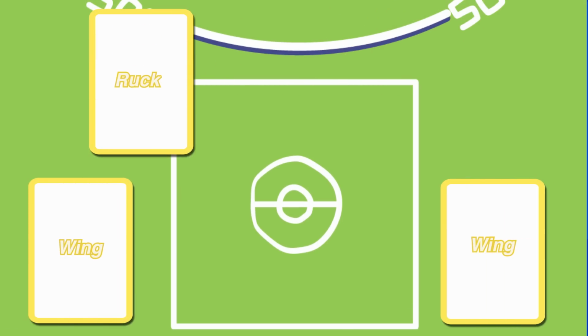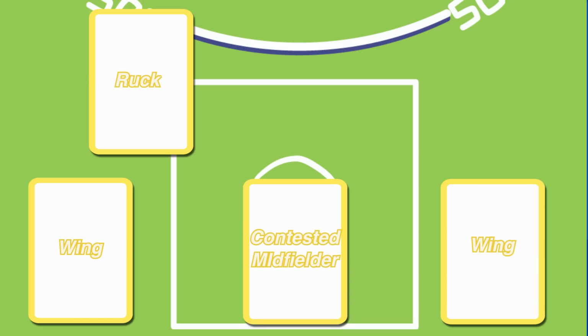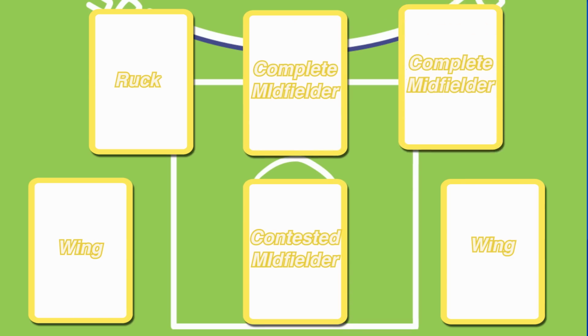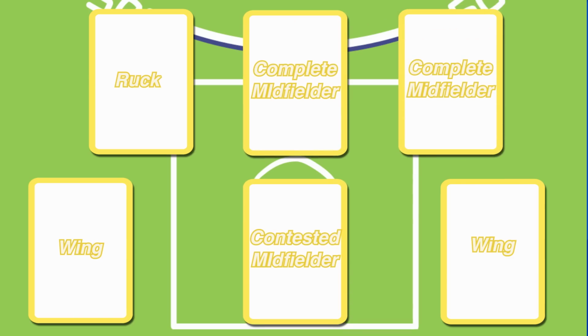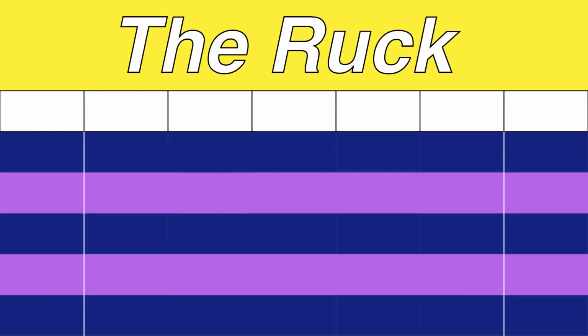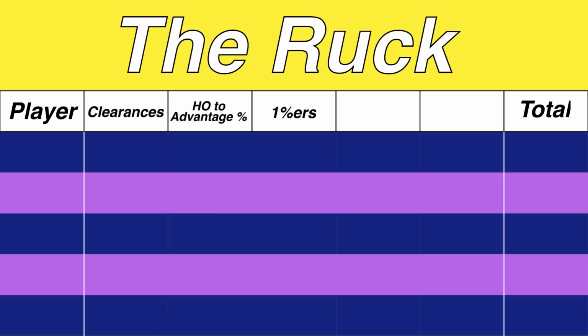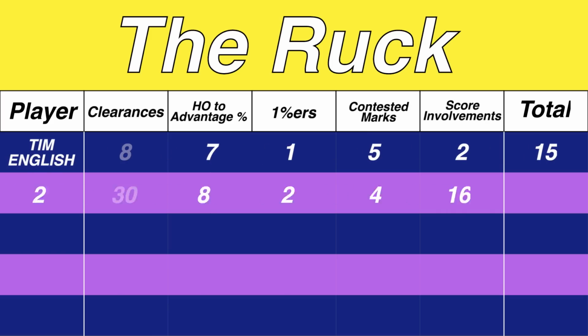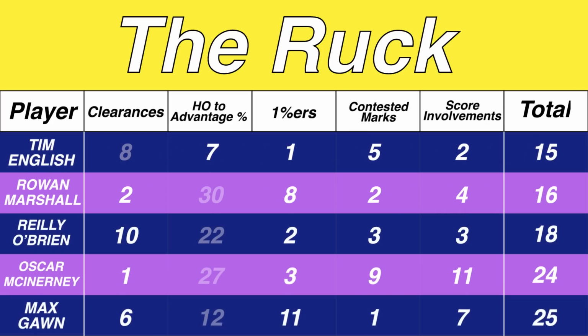The centre of the ground would be anchored by a contested midfielder, complemented by 2 more attacking complete midfielders, and a goal-scoring midfielder across half forward. To find a ruck capable of both dominating at stoppages and supporting the team around the ground, we used hit out to advantage percentage, clearances, 1%ers, contested marks, and score involvements. Tim English narrowly edged out Rowan Marshall to start on the field.